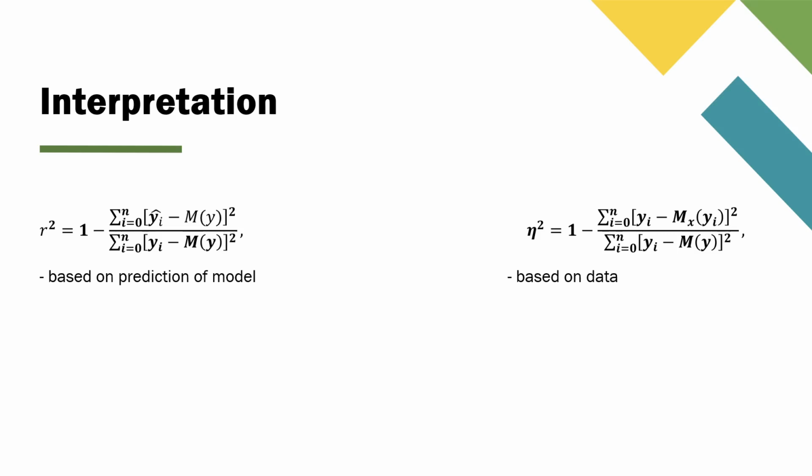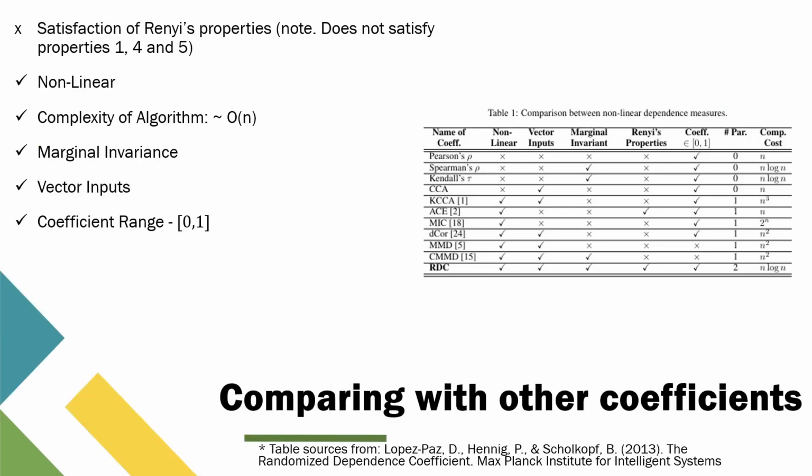Let's consider the criteria by which correlation coefficients are compared. Using the table from the randomized dependence coefficient article, we compared our coefficient with others. Our coefficient outperforms all others except RDC, as our coefficient does not satisfy all Renyi's properties. However, it is worth noting that properties 1 and 4 are partially satisfied, which is sufficient for practical purposes, and property 5 could potentially be addressed.